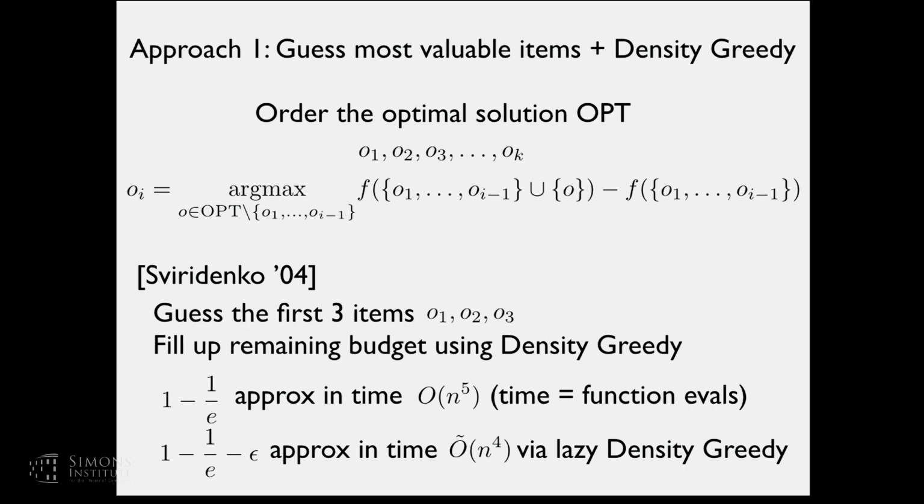Okay, but what is the running time? The running time is n to the 5th, right? We're guessing 3 items, so there are n cubed triples to consider. And for each of those, we're using density greedy, which runs in quadratic time.